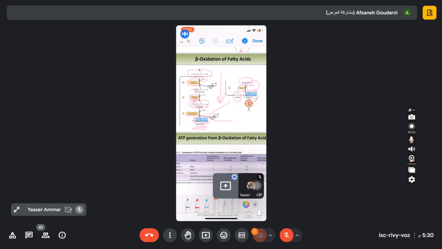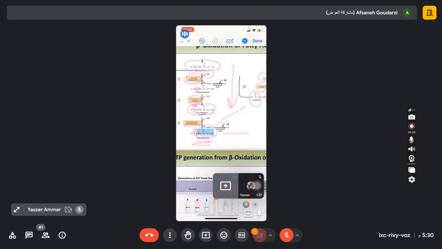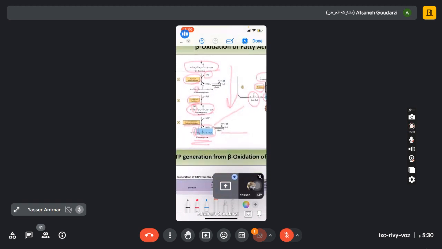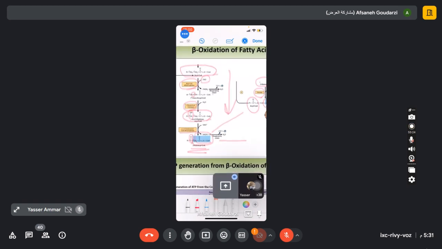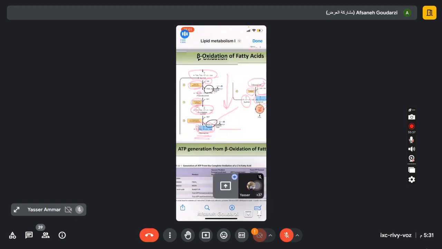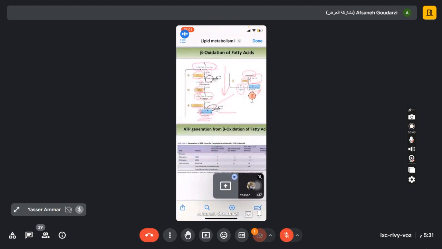Okay, so you could understand how beta oxidation of fatty acid occurs, and here you saw that upon oxidation of fatty acid, for example, in one round, if we remove one acetyl-CoA, one FADH2 is produced here, and one NADH is produced here as well, meaning that when we remove one acetyl-CoA from the fatty acid, we will have one FADH2 and one NADH.